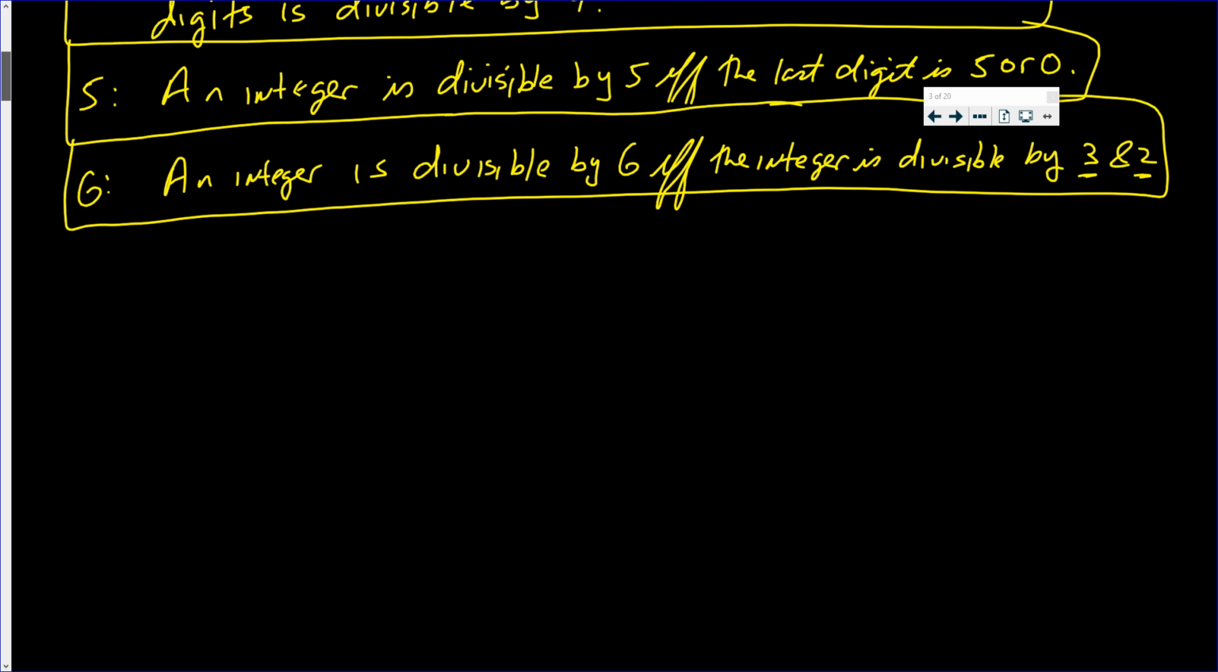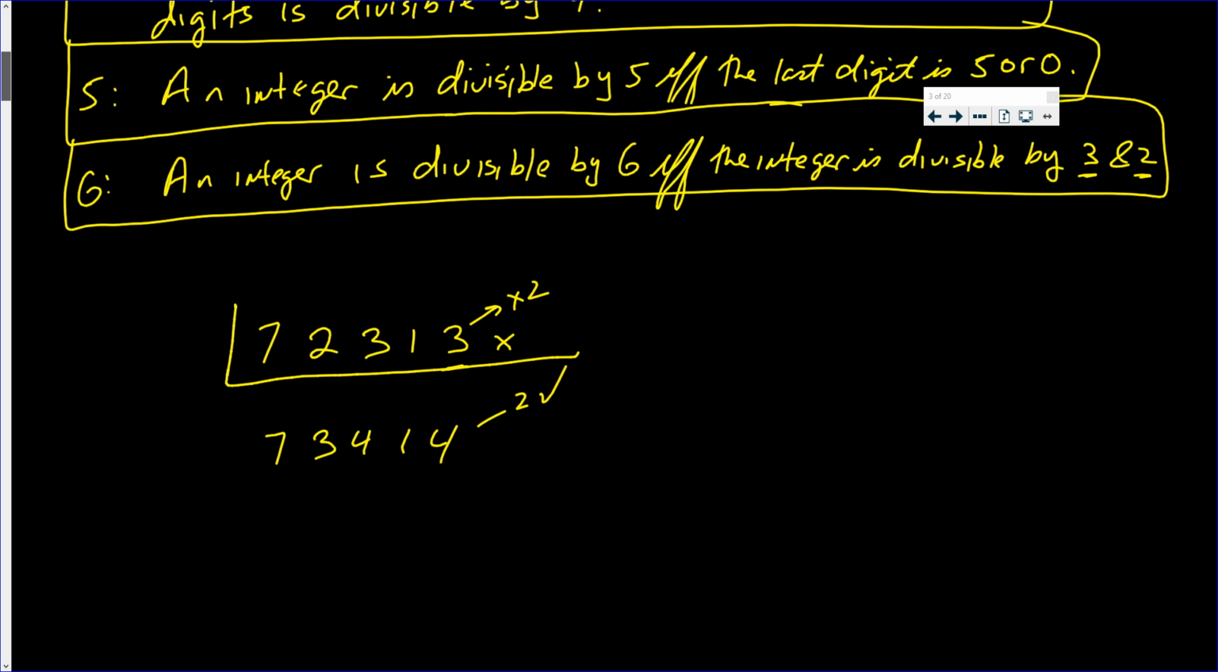So, if I give you this number, you immediately say no because it failed the 2 test. This number is not divisible by 2. If I give you this number, when it comes to the 2, it passes. So it passed the divisibility test for 2. That was pretty quick. Now does it pass for 3?